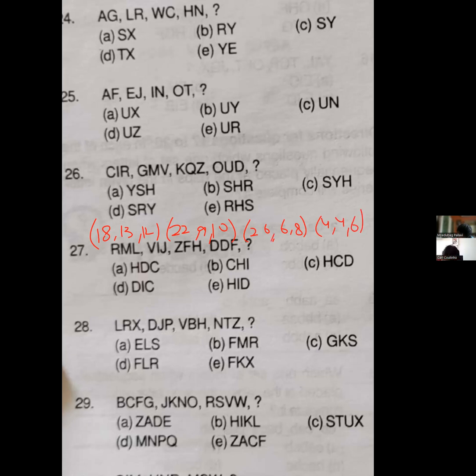Got it? Okay, let's see. See the first series, it goes like 18, then 22. The first one is increasing by 4. Yeah, correct. So it will be plus 4 for the first series, 26. Then again plus 4. That's correct. Then, okay, leave the second series first.